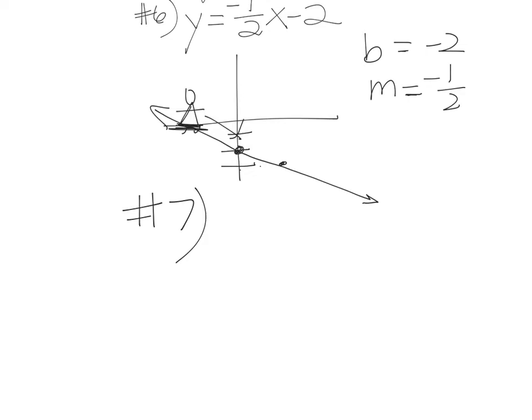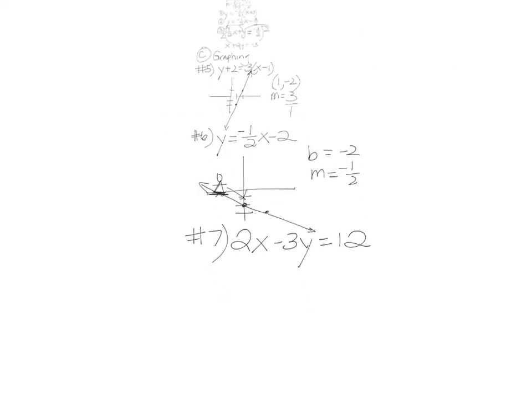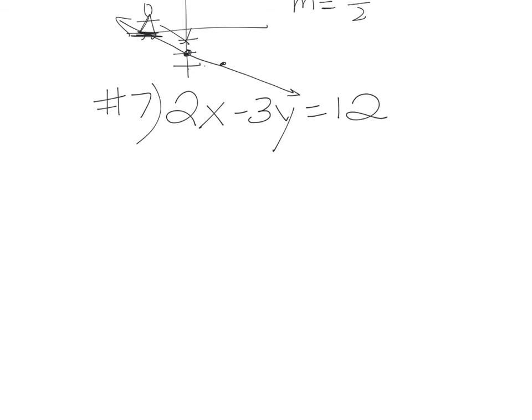Okay. 2x minus 3y equals 12. Where's like the back button? Oh, there it is. Yay, I found it. Okay. Now this is in standard/general form, and my favorite way to graph this is to find the intercepts. Do you remember the intercept method? Okay, let me remind you. Here's how you do it.